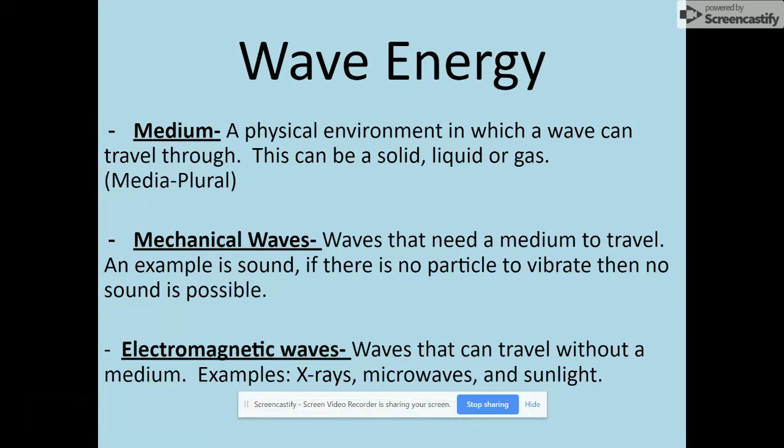So a medium, that's the actual environment in which a wave can move through. It could be solid, liquid, or gas. The plural of medium is media. So we're just looking at the physical environment, the thing that it's actually moving through. Mechanical waves need something to be able to travel through. So for right now, you're actually hearing me speak. So that's an example of a mechanical wave. That's sound.